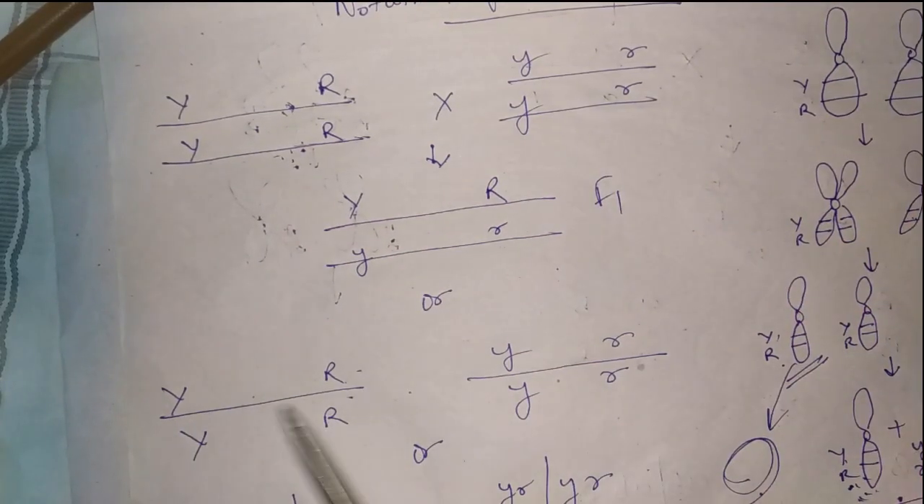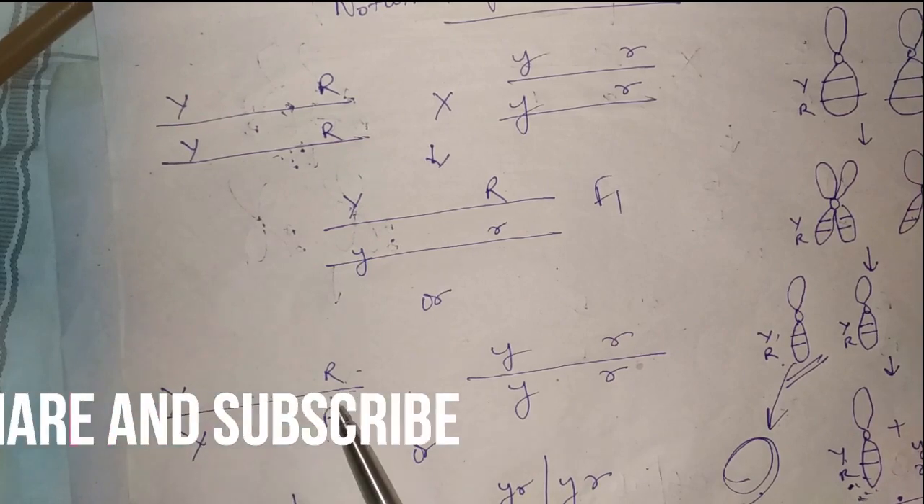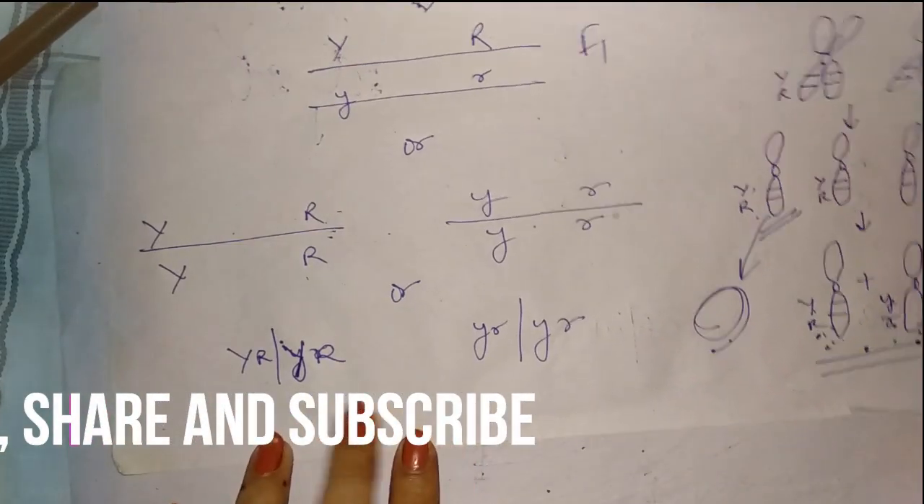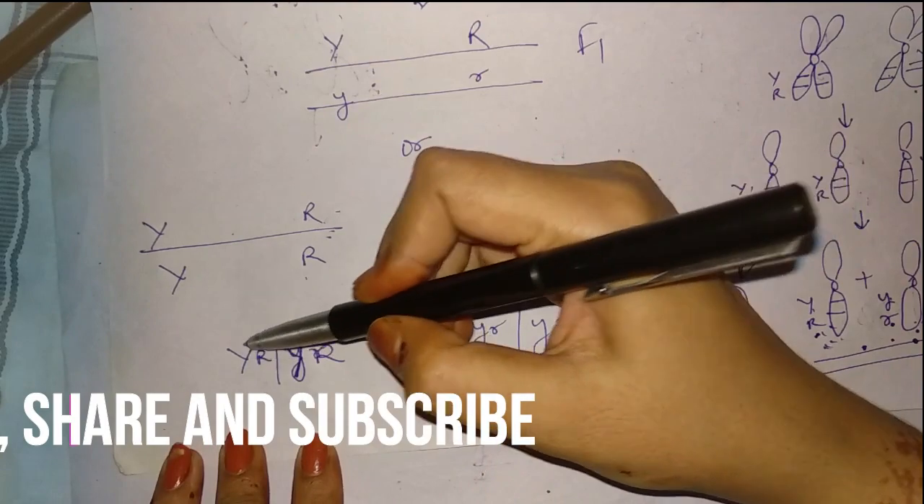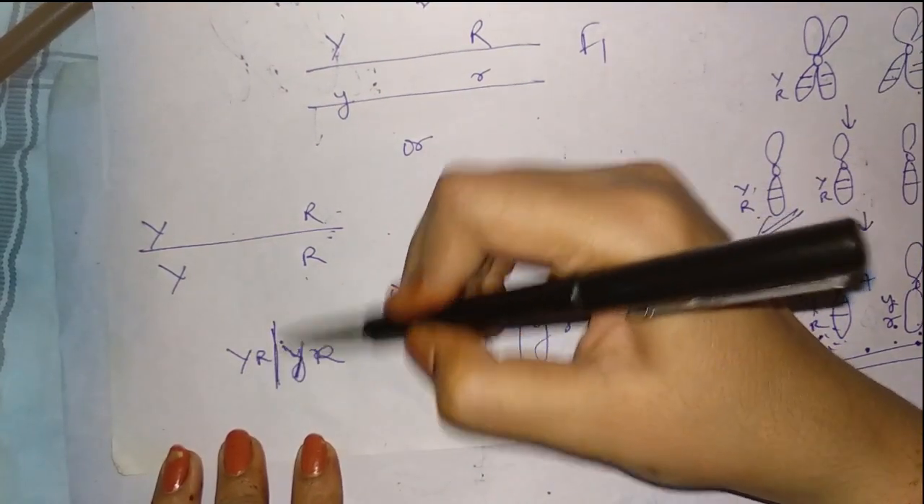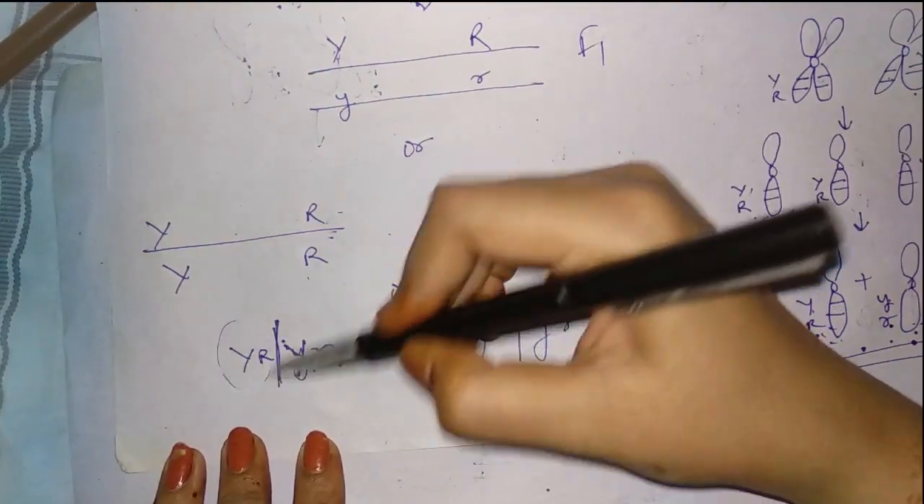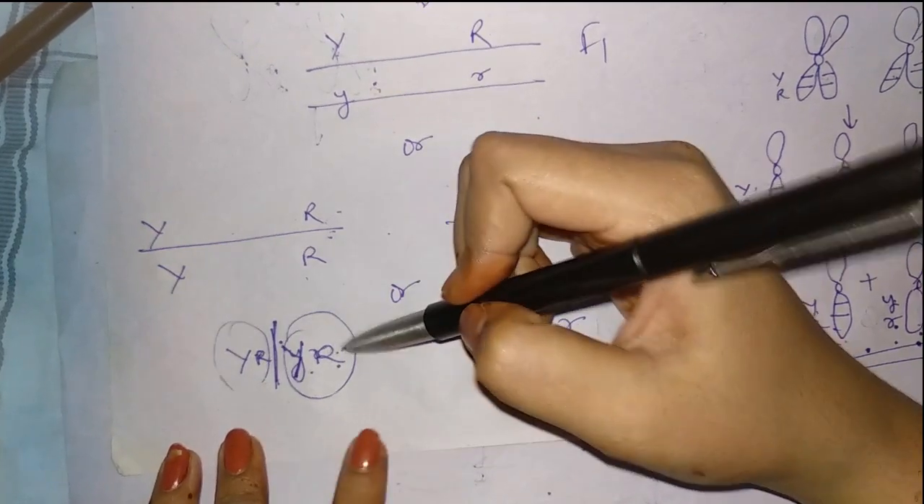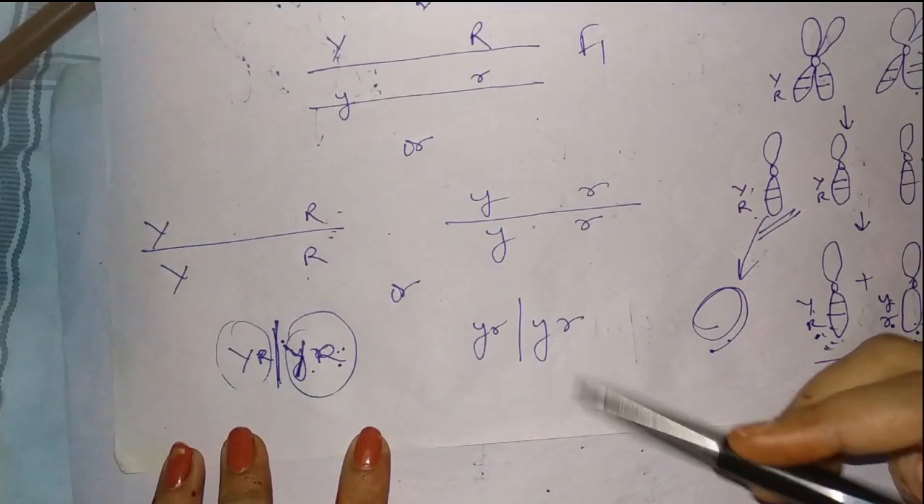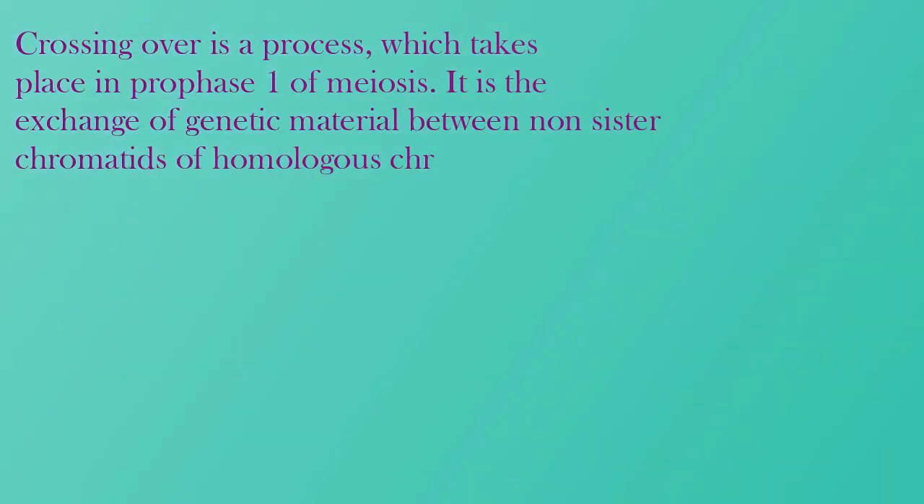This line represents homologous chromosomes, and these both are the linked genes and these are the alleles. They can also be represented by use of a slash. So capital Y capital R slash capital Y capital R, that means these both are linked genes present on homologous chromosomes. Small y small r slash small y small r. With this, we come to the end of this video.